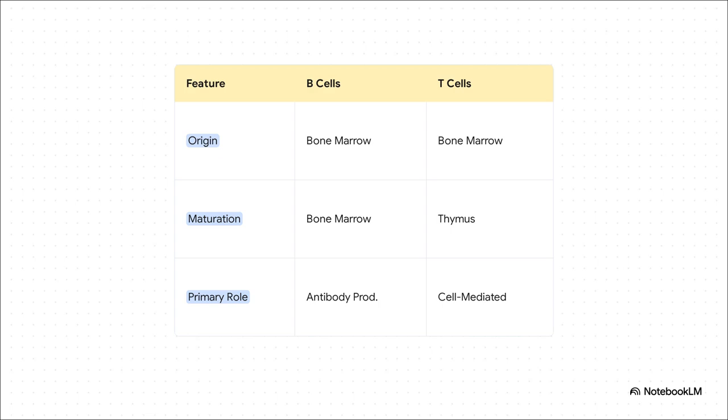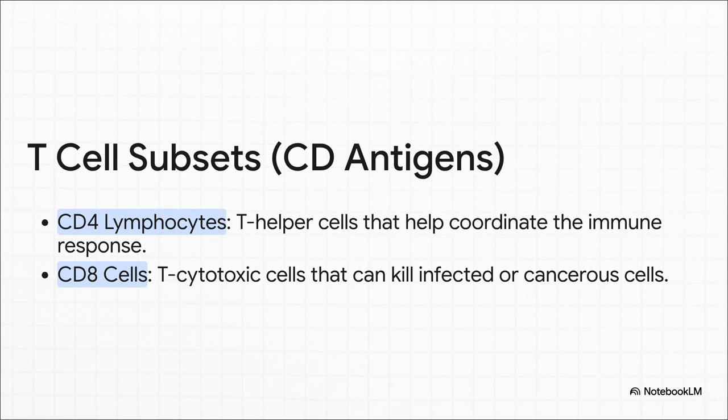T cells, on the other hand, also start in the bone marrow, but they then migrate to a specialized organ in the chest called the thymus to undergo their maturation. Their main role is to orchestrate and carry out what we call cell-mediated immunity. T cells themselves are not all one and the same. We can subdivide them even further based on specific protein molecules they have on their cell surface. We call these molecules cluster of differentiation antigens, or just CD antigens for short.